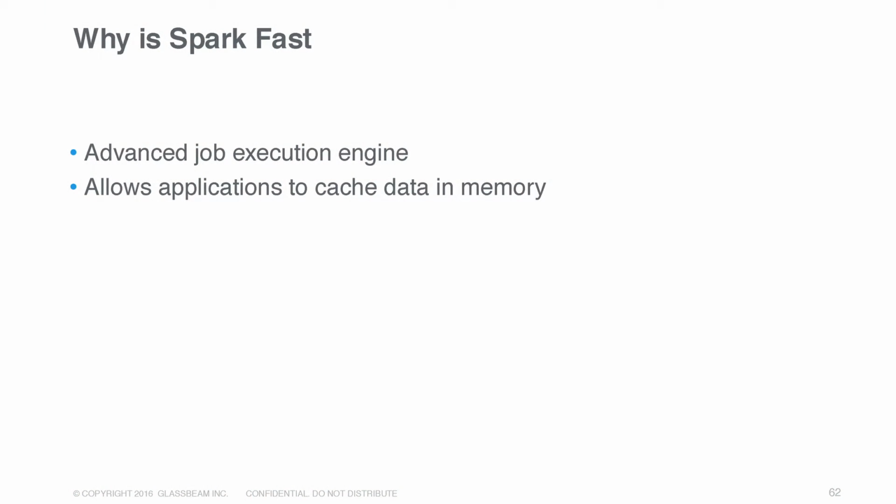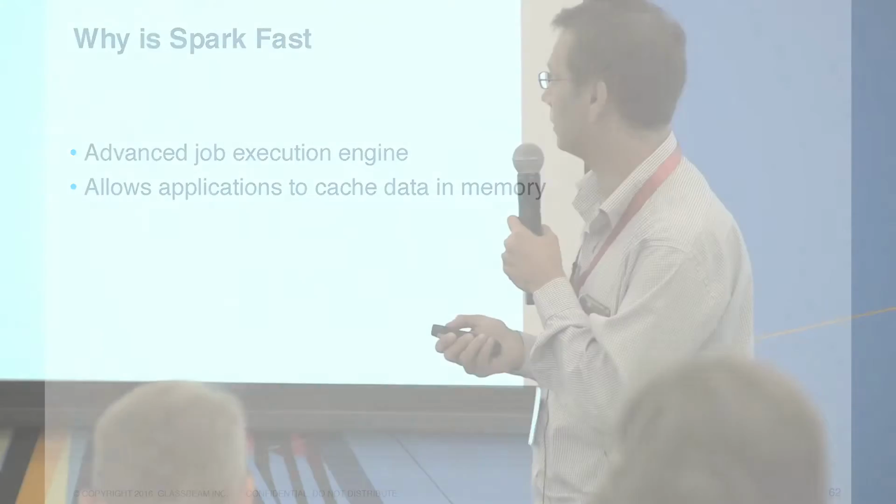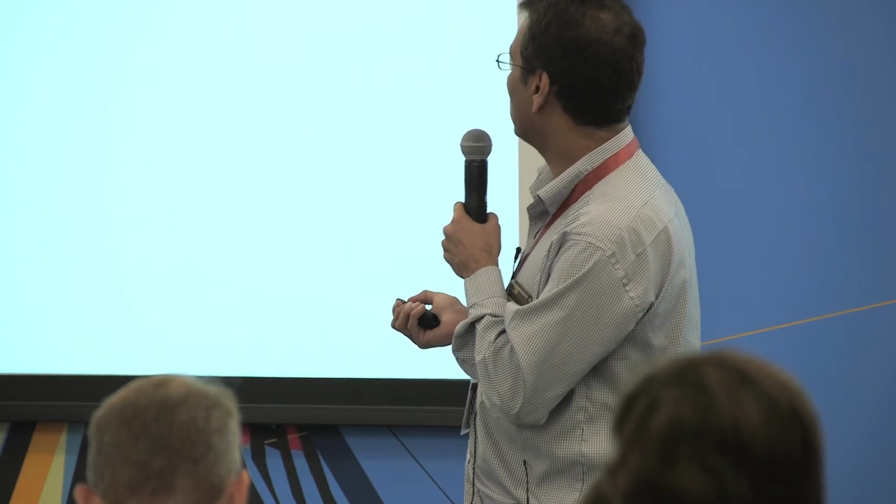So why exactly is it fast? A lot of people ask me that. 2 reasons. One is that it allows applications to cache data in memory, and that gives you some speed advantage. But the other reason it's fast is the job execution engine. It has a much, much better job execution engine than what Hadoop MapReduce provides to you.